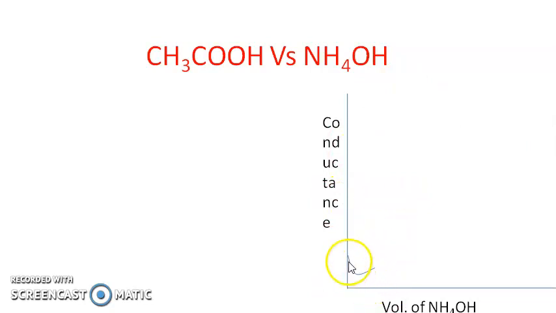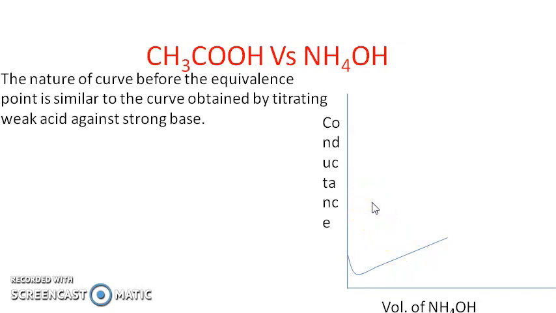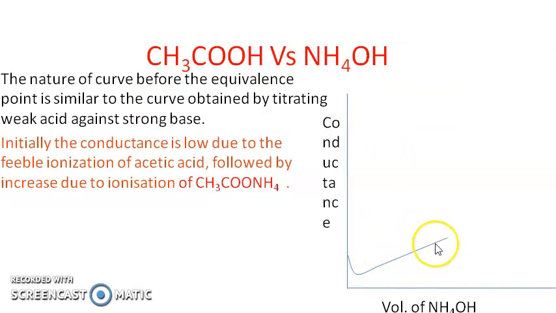Now here also, as in the earlier case, we find a small dip in the conductance because of the feeble ionization of acetic acid, and you find that it is similar to the curve obtained earlier for titration between weak acid and strong base. Later on you find a slight increase in the conductance value, which is due to the ionization of ammonium acetate. So whatever ammonium ion and acetate ion is formed after the reaction between acetic acid and ammonium hydroxide will be contributing little to the conductance.